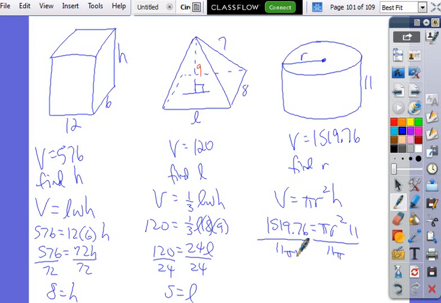All right, so tell me what the 1519.76 divided by 11 pi is. 434. 434 or 44? All right, so that equals r squared. Well, what do I need to do with that then? So I square root both sides. And my answer is 20.8.